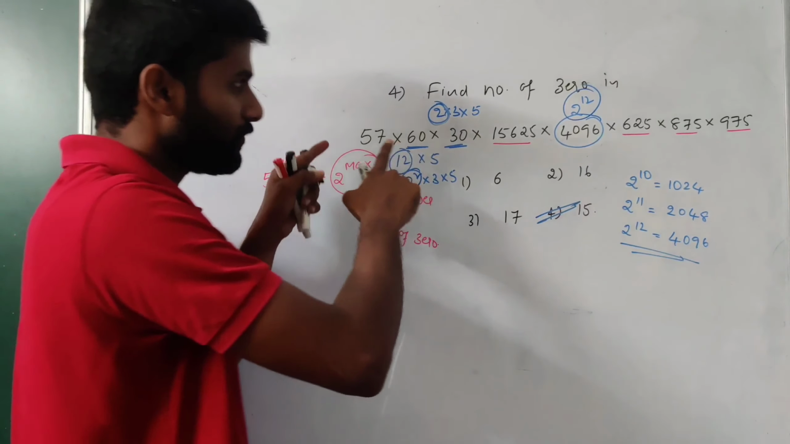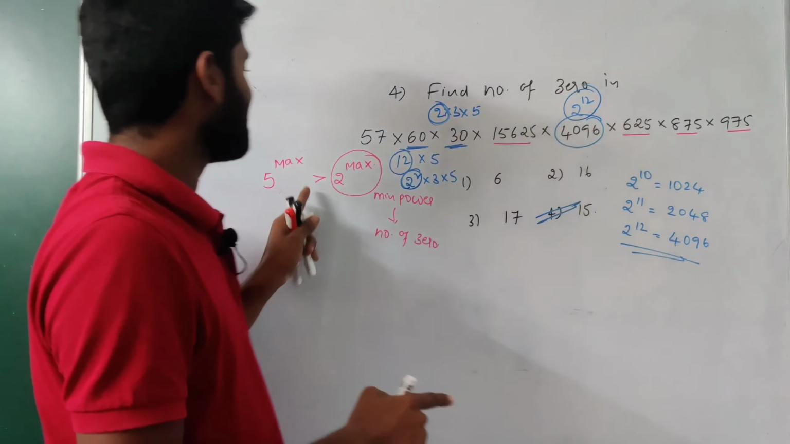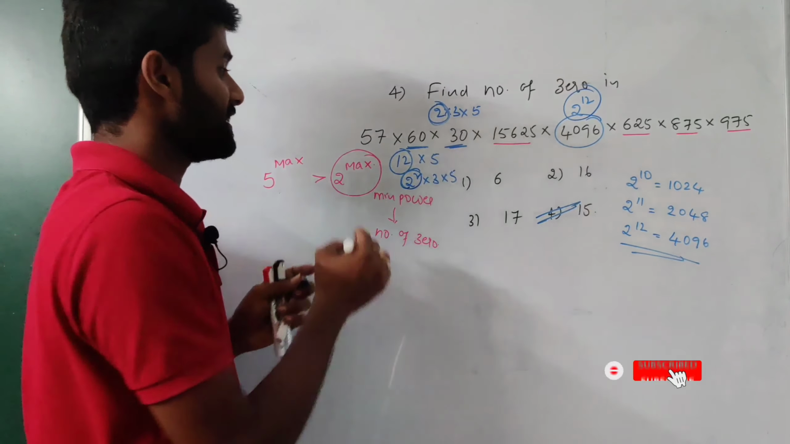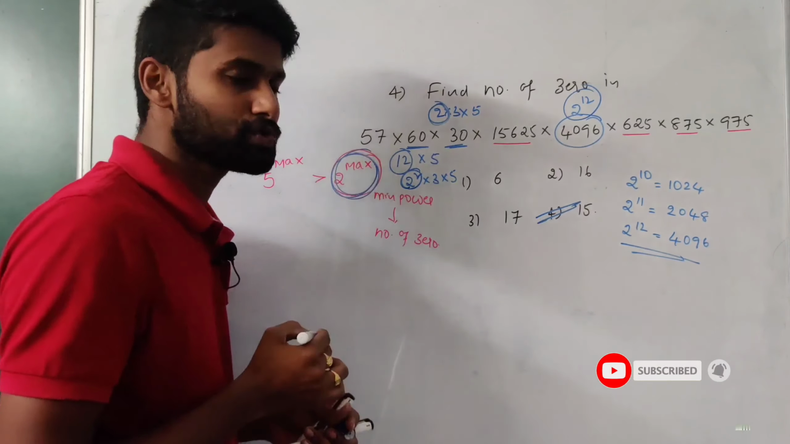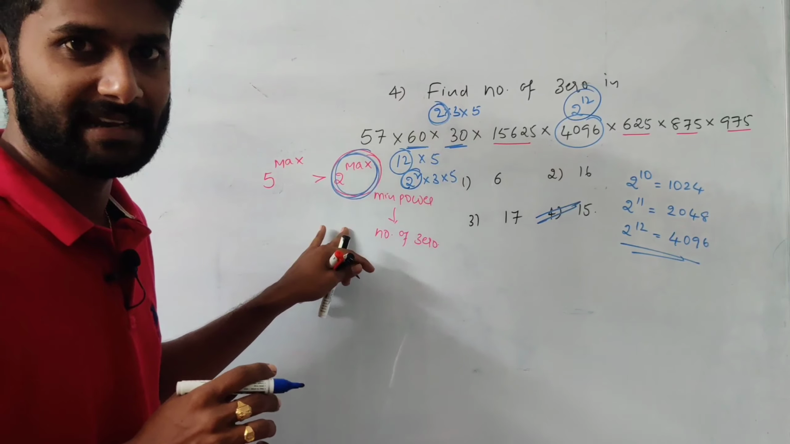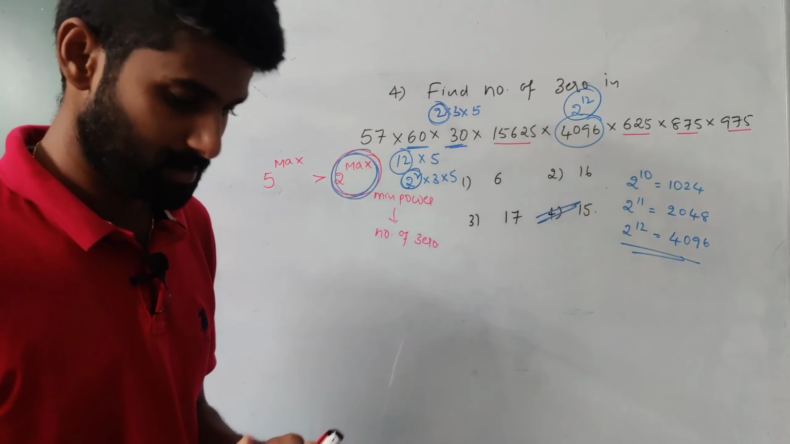So while observing this question, the maximum power of 5 is greater than the maximum power of 2. So the number of 5's is greater than the number of 2's. That's why you just focus on the number of 2's only for this question. So try to observe which one is the maximum power indicated. The minimum power indicated is always the number of zeros.